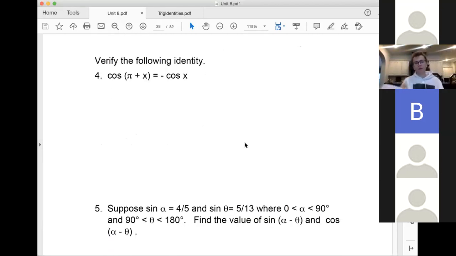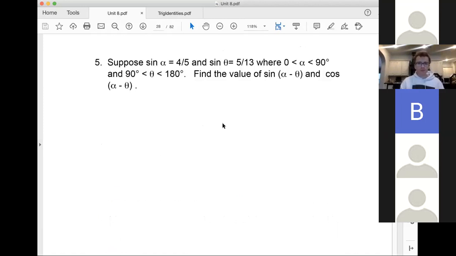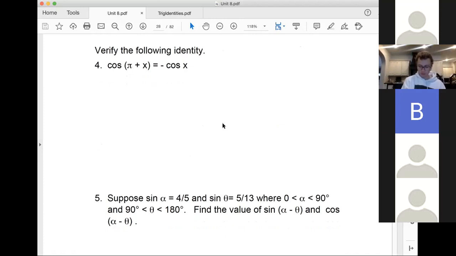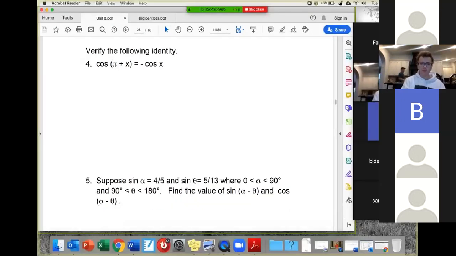The way that you're going to see these is kind of like on the back page here, 216. On question 4, verify the following identity. And it's the same thing. It's like a proof. Start with the more complicated side. So I would start with this hand. And because I see inside the cosine term a plus sign right here, I'm going to go look at my sum and difference identities and see which ones I can use.